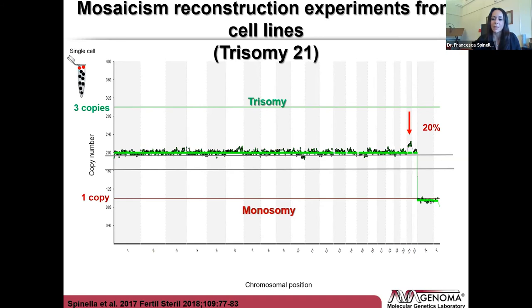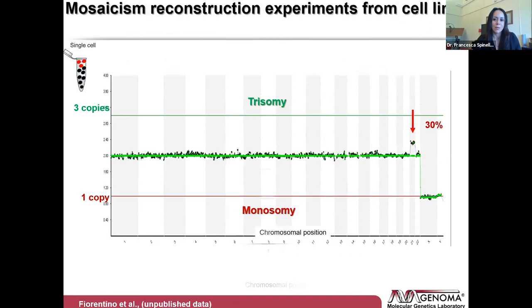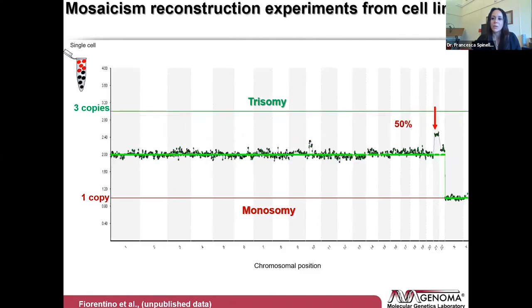In the next slide, we show you an example. You can go also very quickly because they are similar, but it shows how the different mixtures can give a different level of mosaicism. And this kind of experiment will allow you to set up and define the cutoff for each level of mosaicism.